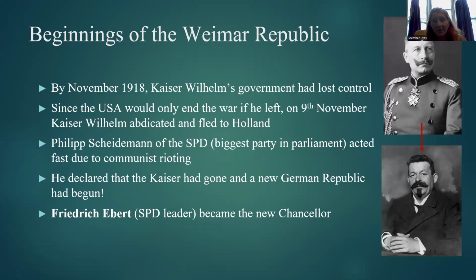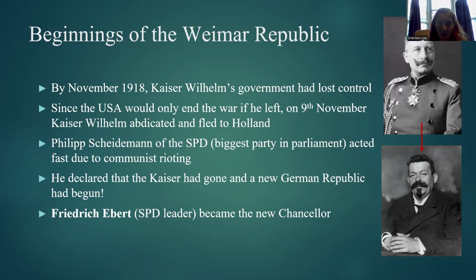So by November 1918, Kaiser Wilhelm's government had lost control of the situation. They were fighting factions, they had the mutiny, the war was going terribly. People were now starting to figure out that they were in a deep, dire situation. The USA would only end the war if he left. So on the 9th of November, Kaiser Wilhelm abdicated and fled to Holland. Probably very much on his terms, but he stepped down. So they did not have to forcibly remove him.